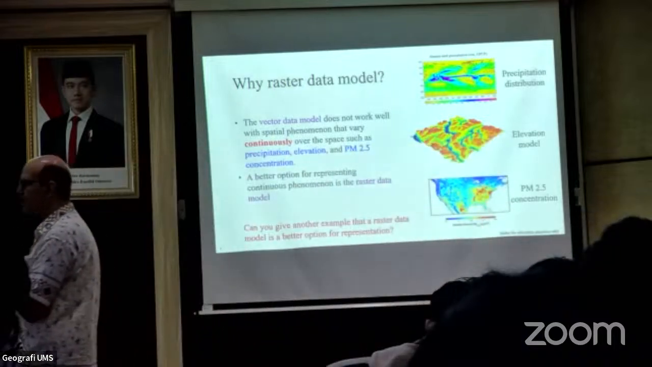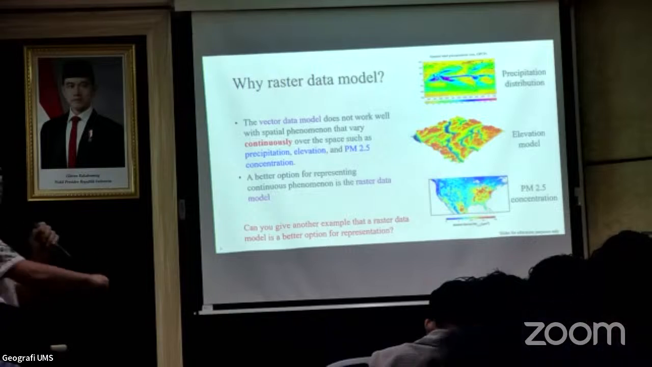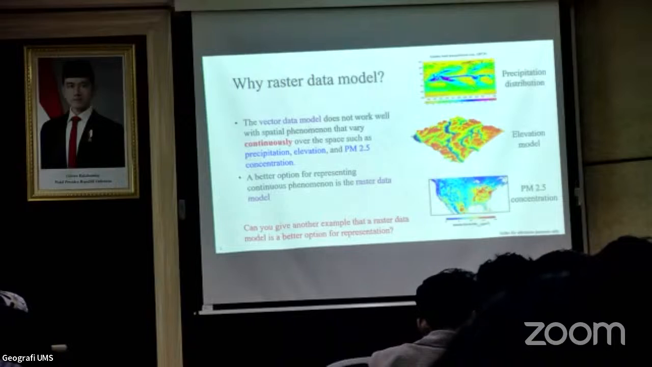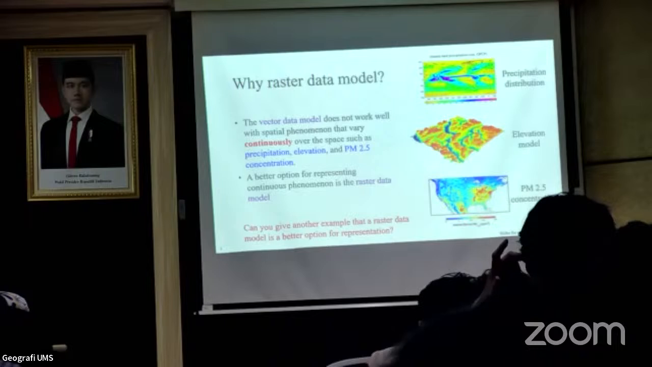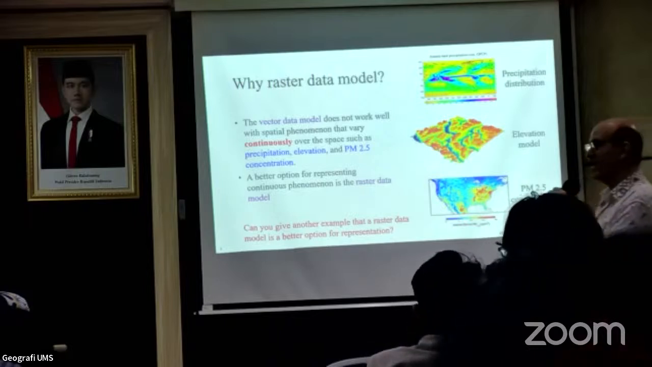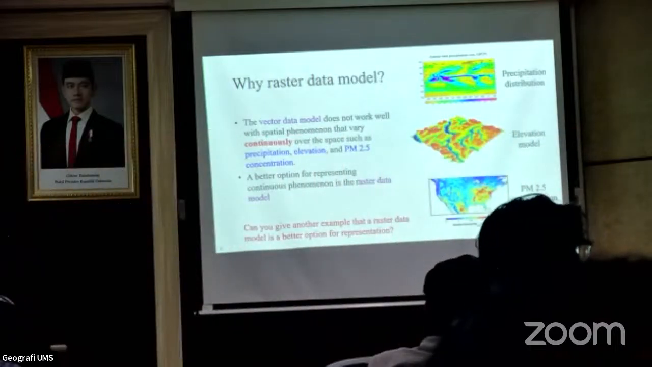They're continuously changing. Can you give me one more example of a continuous phenomenon that's changing? I'm really glad if the group can tell me one more example. So we have precipitation, elevation, particulate matter, pollution. Three examples before you. One more example from you. An example can be traffic data, can be flood, changing water distribution, etc. All these things are continuous phenomena.